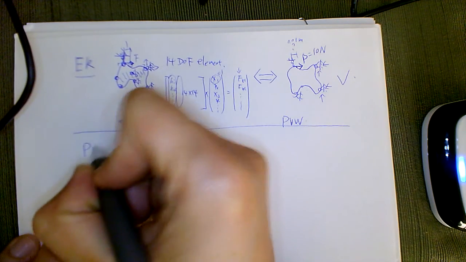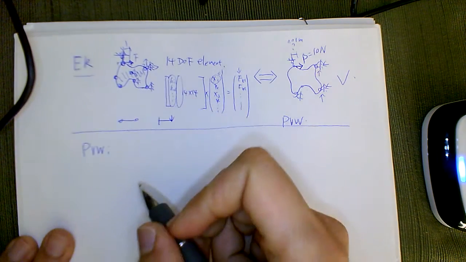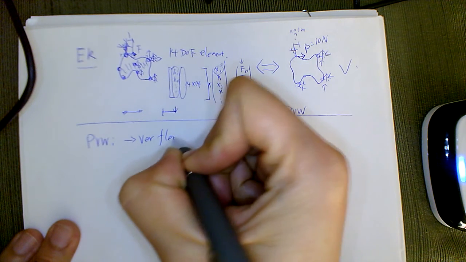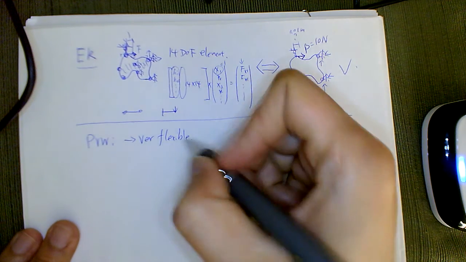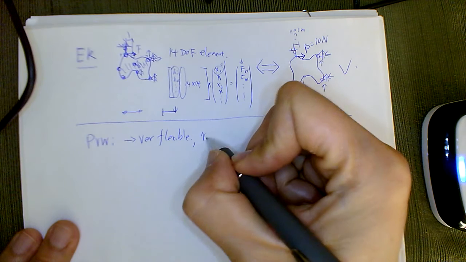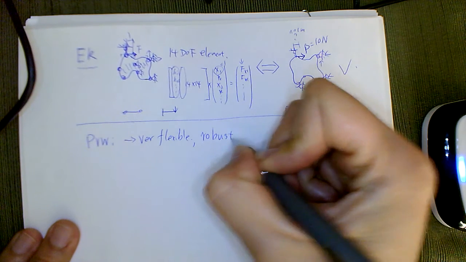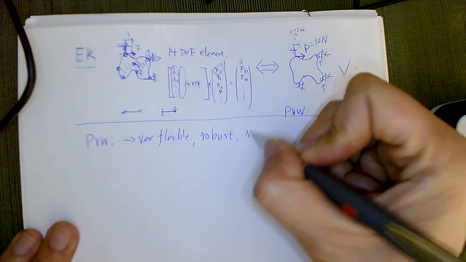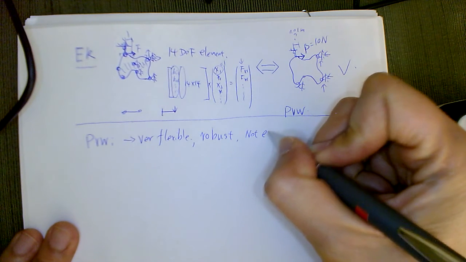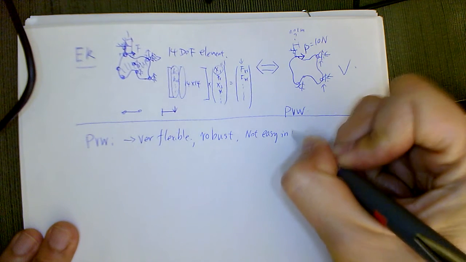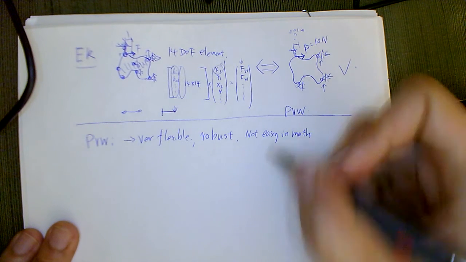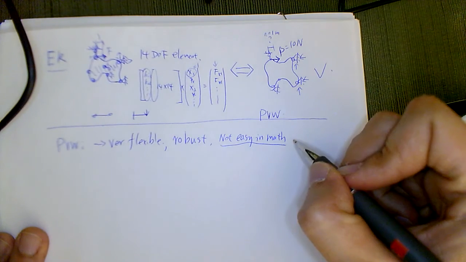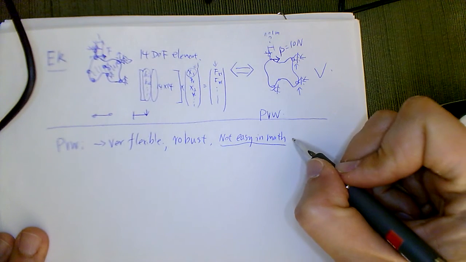Why? Because the principle of virtual work is very flexible, and it is very robust. I wouldn't say the math is very easy. Specifically, it's not easy in math in two aspects.